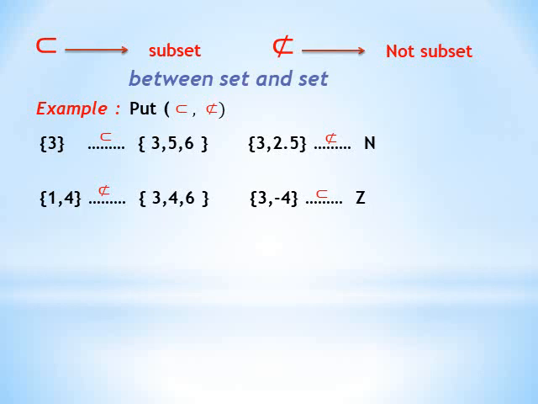I need to find that all the numbers of the first set are present in the second set. If there is just one number that I didn't find in the second set, then I put not subset. Okay, forget that. Remember that again.